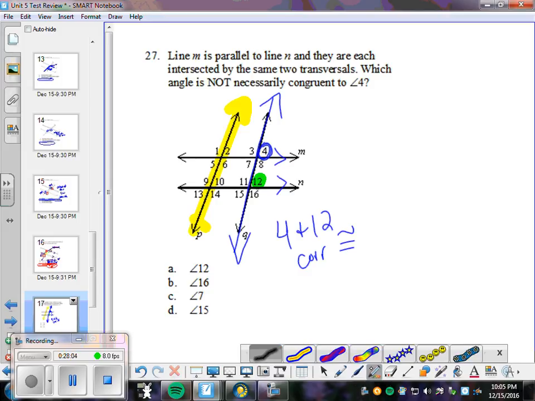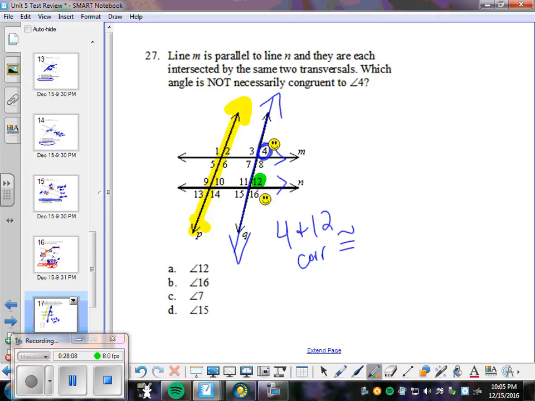All right, I'm going to put a smiley face next to 4 and 16 to look at that relationship. Okay, they're on the same side. 4 and 16 are on the same side on the outside of those lines. So that would be same.